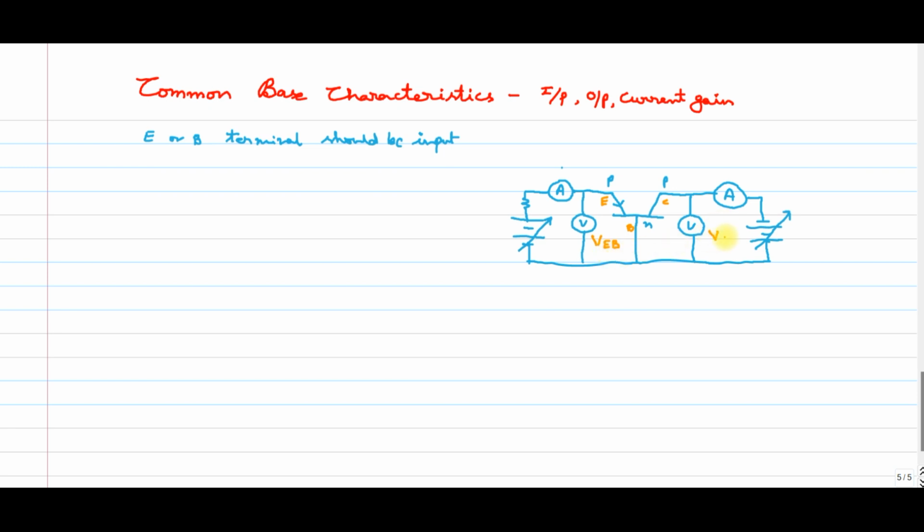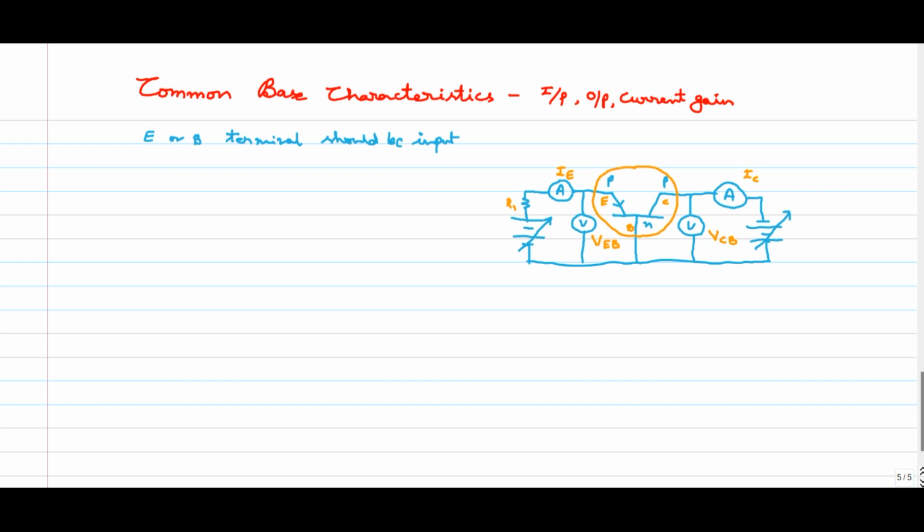Similarly, this is the voltage between collector and base, VCB, this is the current IE, the emitter current, and this is IC, the collector current. Let me take this one as R1. So this is the basic circuit diagram of common base characteristics. Now let me circle this. That's all. This is the way of drawing the basic circuit diagram of common base characteristics.